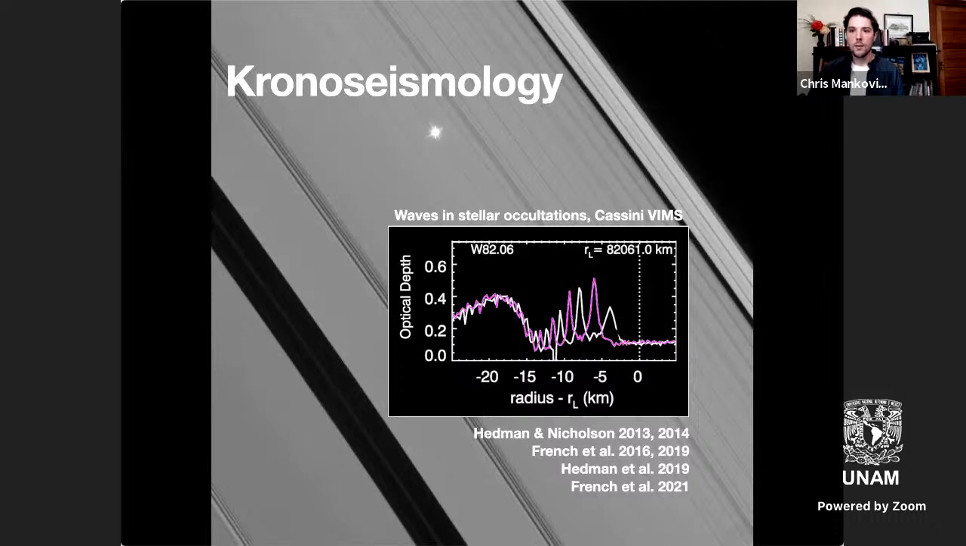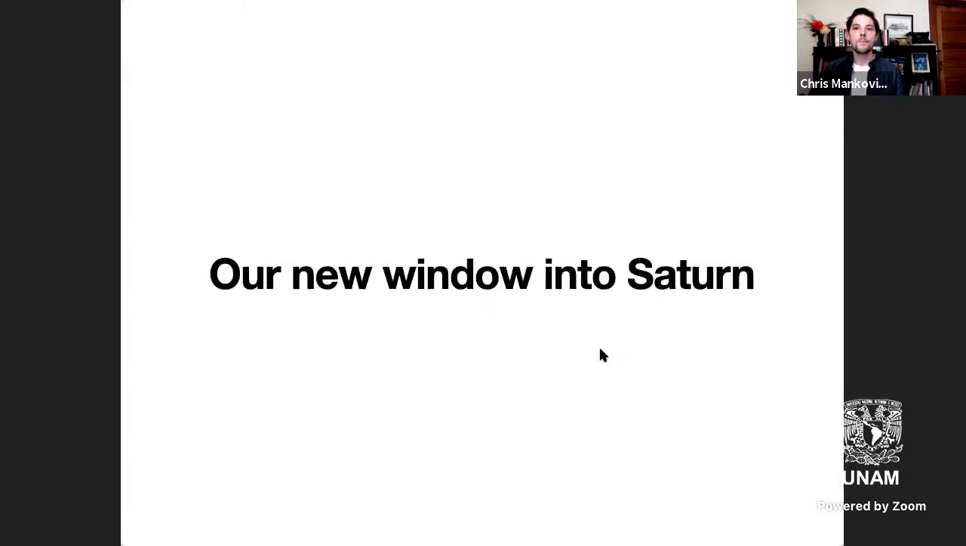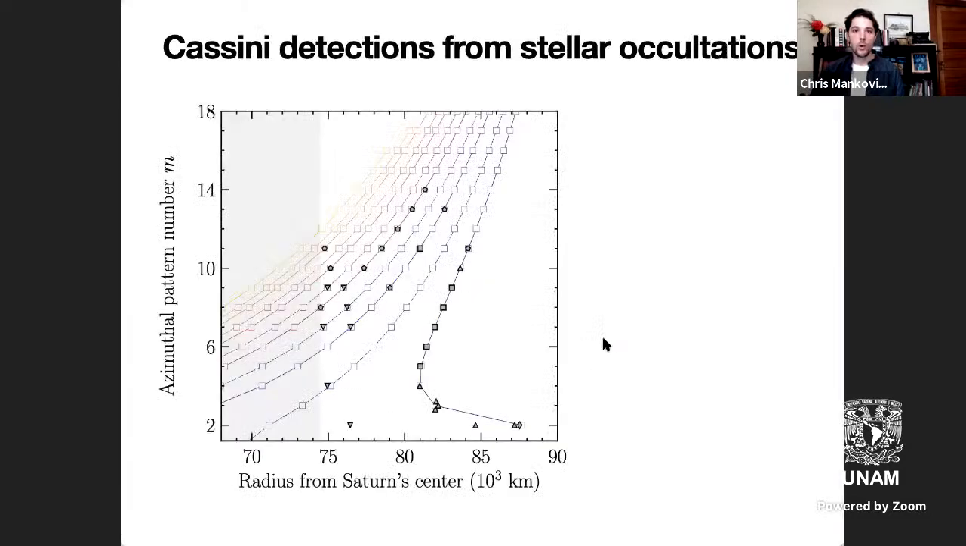And the ability to observe these waves at multiple phases, because the orbits around Saturn was such a long project over more than a decade, really lets these waves be characterized really well in terms of their frequencies and also their azimuthal wave numbers M. And so that leads us to our new window into Saturn. And this is a summary of all of those data that tell us about Saturn's interior.